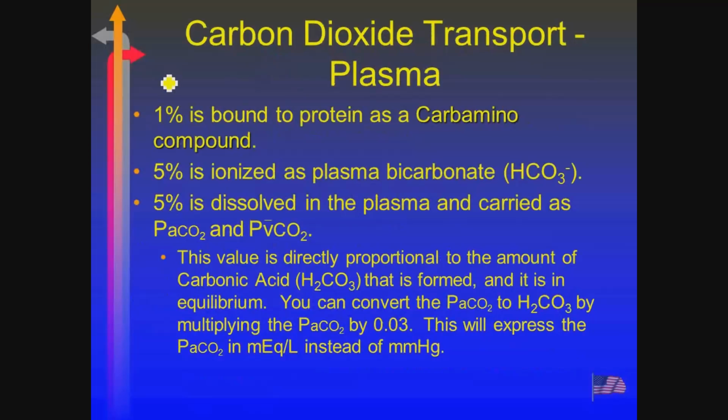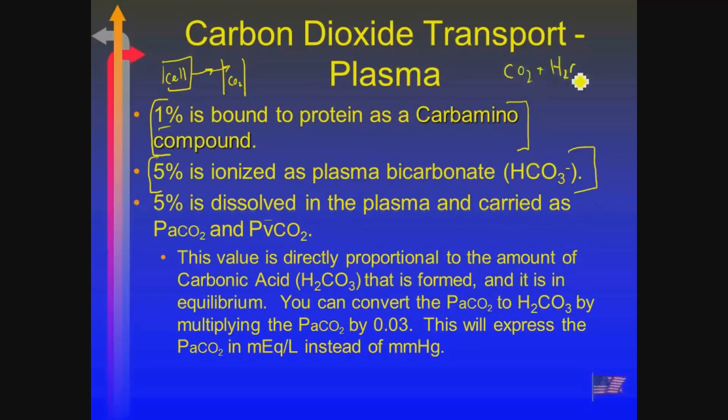So let's talk plasma. Here's my cell, and it's producing CO2, and here's my bloodstream. 3 ways that CO2 is going to be carried. Number 1, some small amount will be bound to some proteins that are inside the bloodstream. We're going to form what are called carbamino compounds. Basically the big proteins, albumin, things like that. Very small amount.